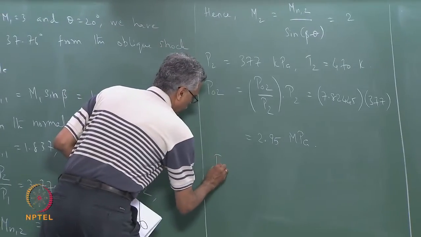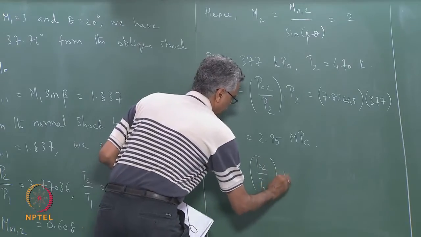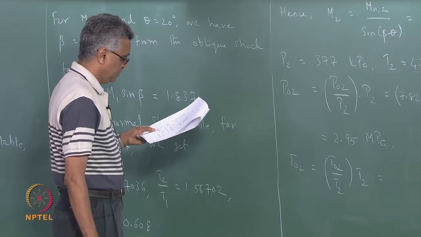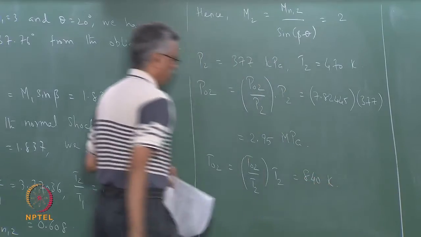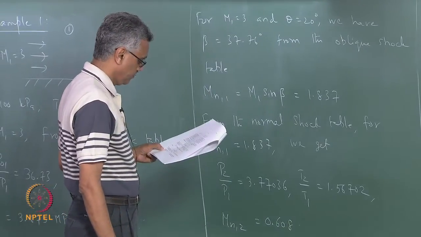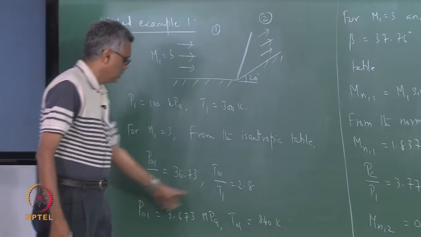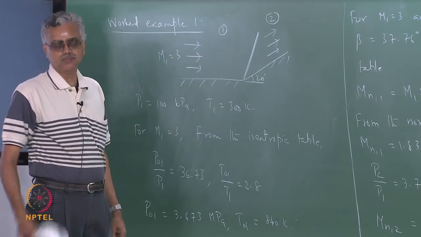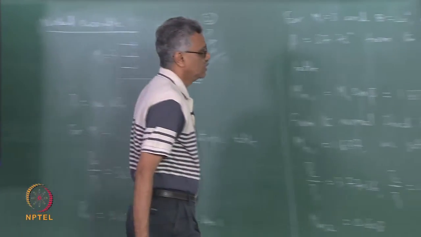T02 is equal to T02 over T2 times T2, and if you plug in the numbers, we get T02 to be 840 Kelvin. Notice that P01 was 3.673 MPa and P02 is 2.95 MPa. That's about a 20% loss of stagnation pressure, right? So this is a 20% loss.